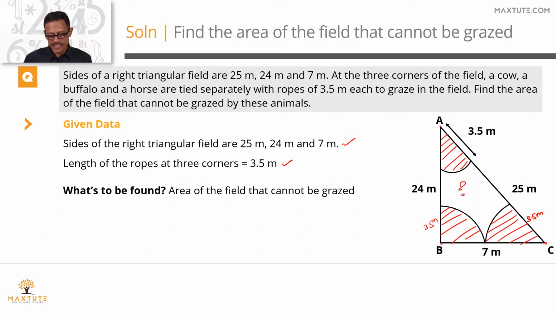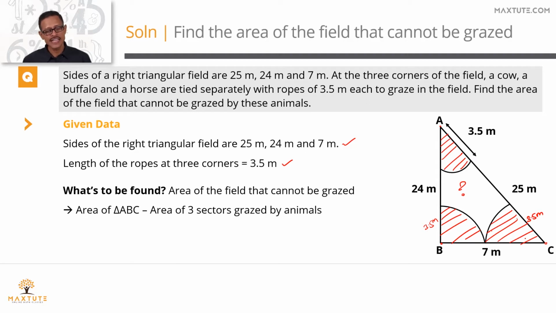This is the area that we need to find out, that they cannot graze, which essentially is nothing but the area of the right triangle minus the sum of the areas of these 3 sectors. We'll call them sector 1, sector 2 and sector 3. If we know the area of these 3 sectors, we subtract it from the area of the triangle and we have the answer. So step 1, we're going to find this. Step 2, we're going to find this. Step 3, we're going to find the difference between these two. These are our 3 steps.